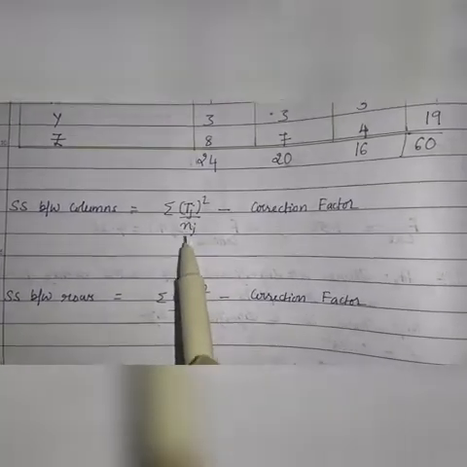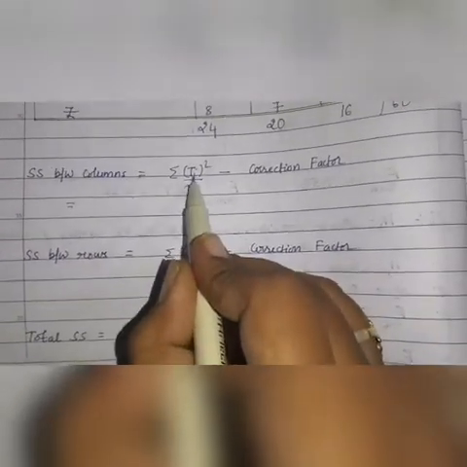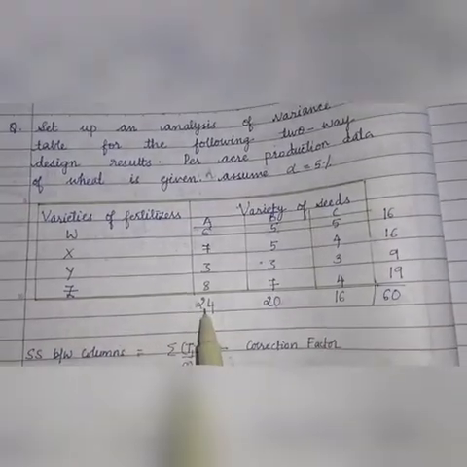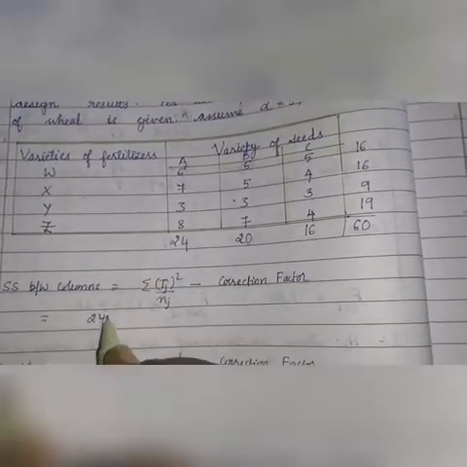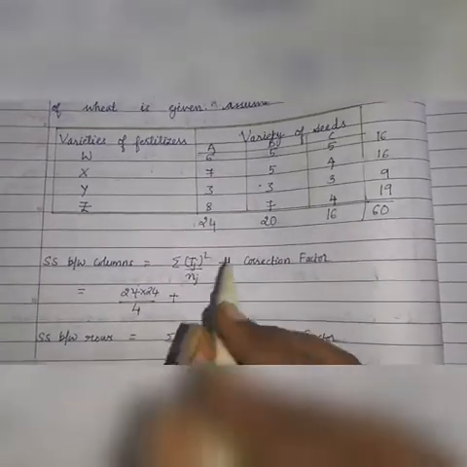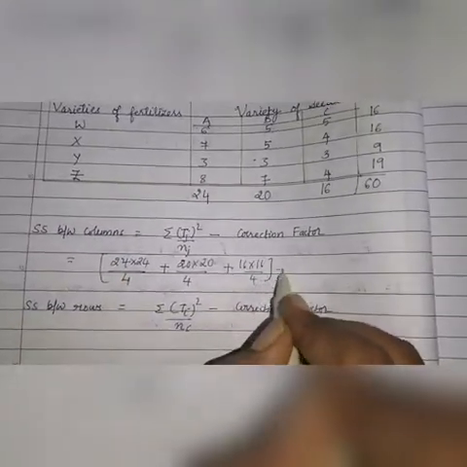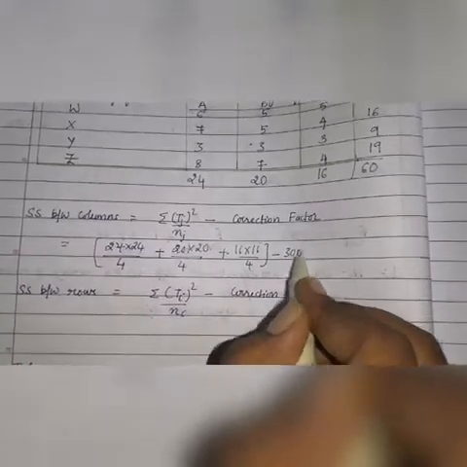J represents columns here and I represents rows. So let us go ahead calculating this. We have total columns. So this column total is 24. So 24 into 24 by nj, number of items is 4, plus 20 into 20 by 4 plus 16 into 16 by 4, minus the correction factor is 300.